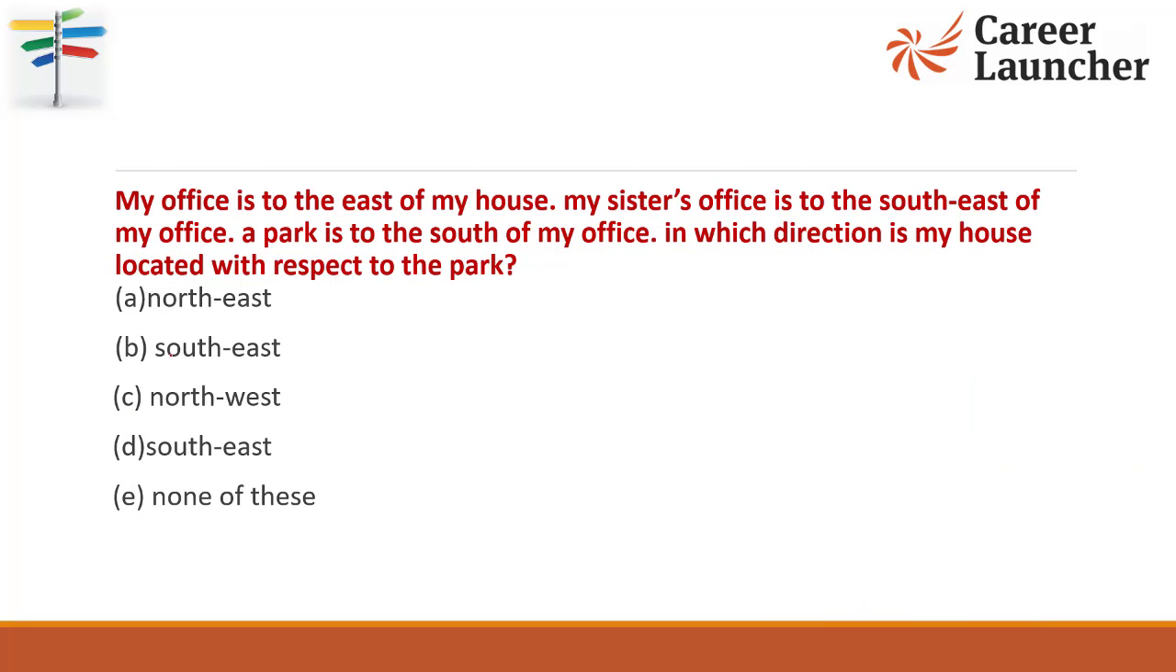Let's have a look at one more question. My office is to the east of my house. So I plot my house first, and my office is to the east. So this is my office. My sister's office is to the southeast of my office. So this would be south of my office, this is the east of my office. So here I would say this is my sister's office. A park is to the south of my office. A park is somewhere in this here. So the park is south of my office.